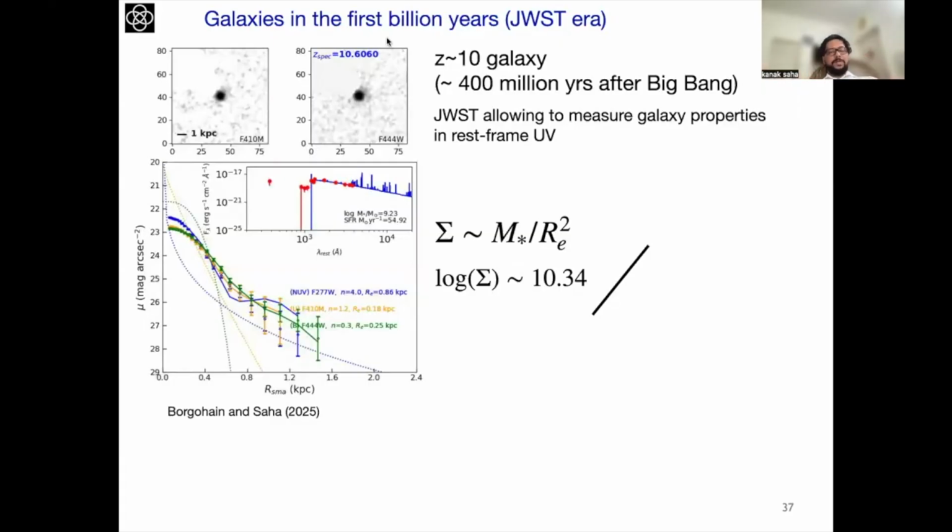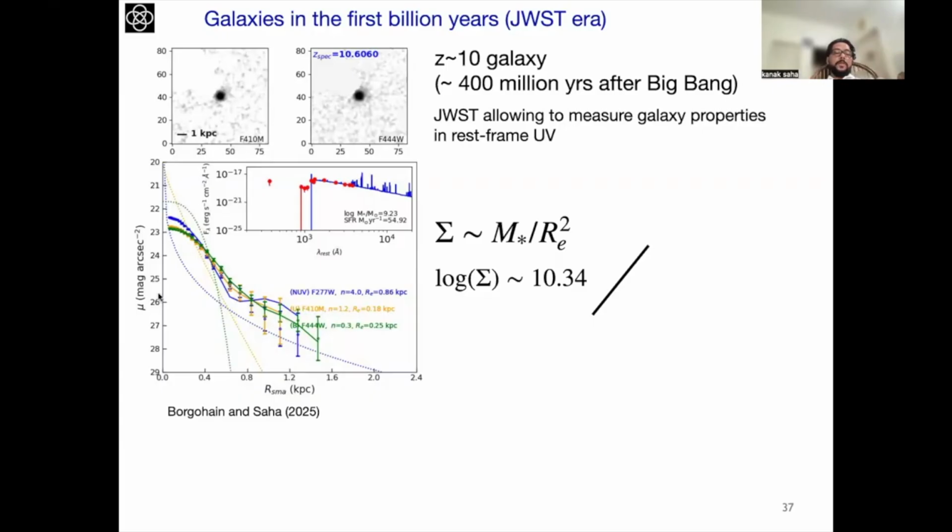And thanks to JWST again, we can now look at the galaxies in the first billion years. So the first generation galaxies, we could say. And this is an example of a redshift 10 galaxy when the universe was just 400 million years after the Big Bang. Although JWST works in the infrared bands, because of the redshift, the light was emitted in the UV, so rest-frame UV. So JWST is more or less looking at galaxy properties in the rest-frame UV.